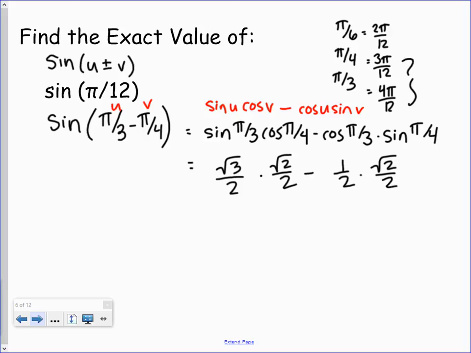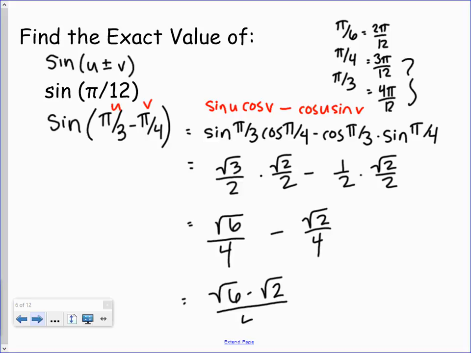And then I just have to follow PEMDAS. So I should multiply things first. In this first product, the square root of 3 times the square root of 2 in the numerators will be the square root of 6 all over 4, because you multiply your denominators. And then minus the square root of 2 over 4. So I took care of multiplication, and now I just have to do subtraction. They already have common denominators, so I just subtract in the numerator and keep my denominator. So I would have the square root of 6 minus the square root of 2 all over 4.